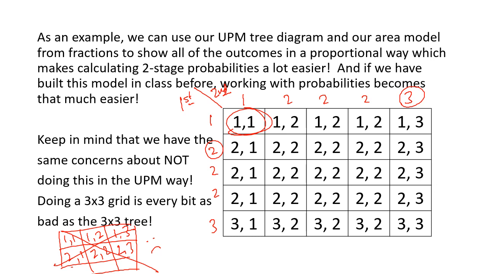We can make the 3 by 3 work if we put the probabilities in the grid, but the whole point of the grid is that it's explicit and proportional, so we don't want to mix those two models together. That makes things a little bit more confusing.